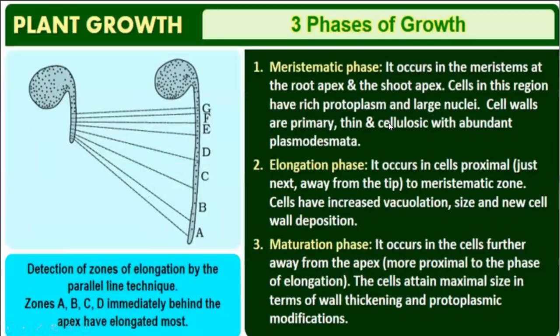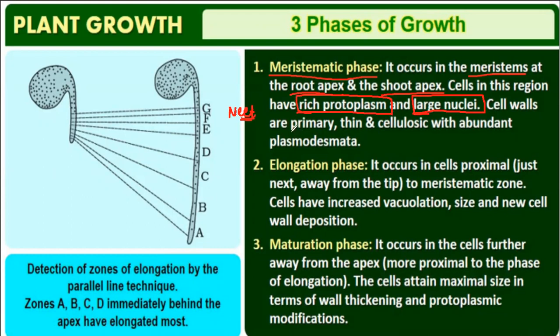Yes, about the meristematic phase. In the meristematic phase, the division or growth occurs at the meristem, which is present in the root apex and at the shoot apex. Cells in the meristems at the root and the shoot have a rich protoplasm. This is a very repeatedly asked question: characteristics of the cells present in the meristematic region. Repeatedly asked NEET question. In the meristematic phase, you can find cells which have a high protoplasm as well as a large nucleus.